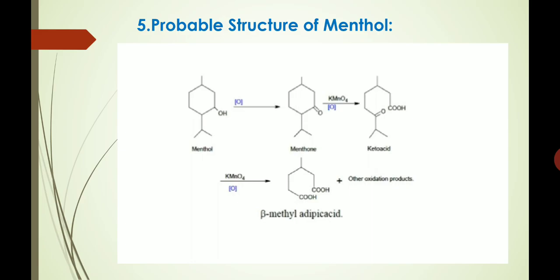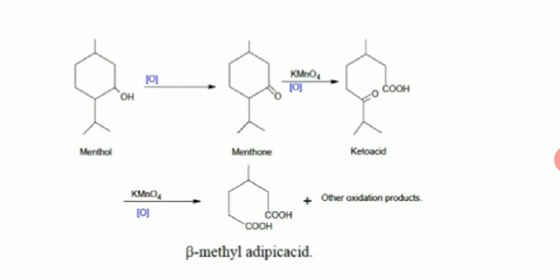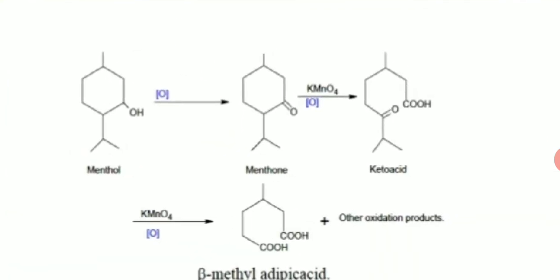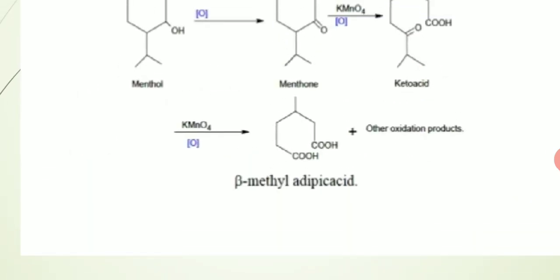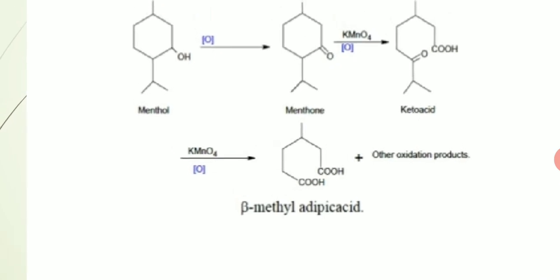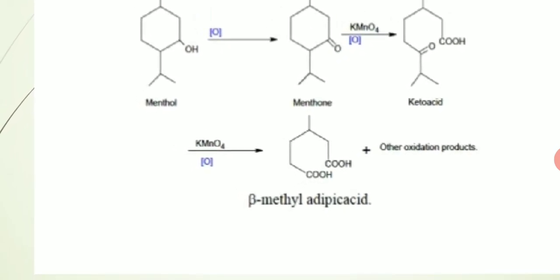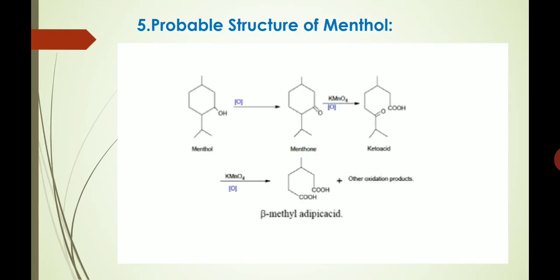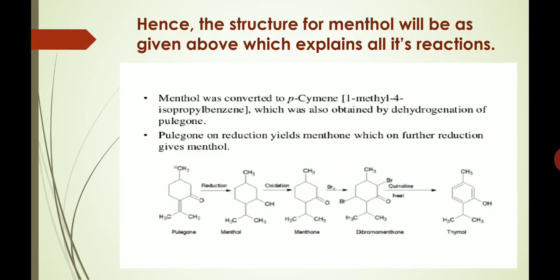Here first, if we consider the structure of menthol as this, then when it is oxidized we get menthone, which is further oxidized to give a keto acid, and on further oxidation we get beta-methyl adipic acid plus other oxidation products. Hence we can say that the structure of menthol will be as shown in the previous slide. It will explain all its reactions.